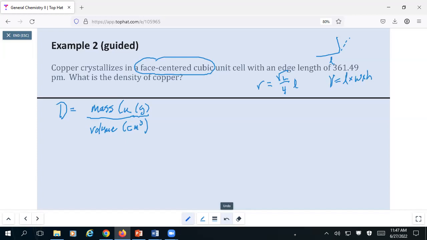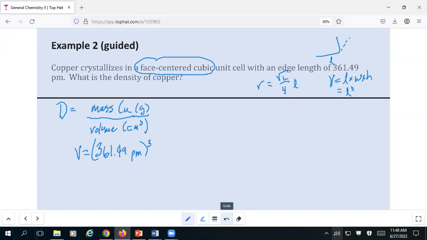And if it's a cube, all those dimensions are the same. Kind of have that already, right? So if we were given the radius of the copper atom, we could use that formula to figure out the edge length. But for the volume, 361.49 picometers cubed, we could easily find that.